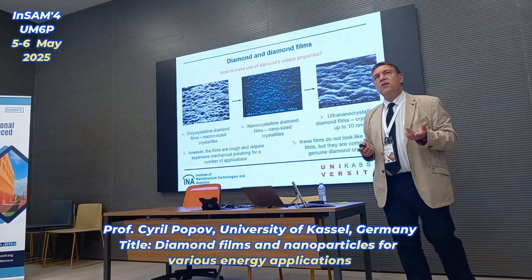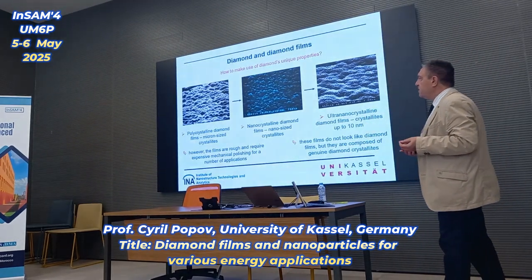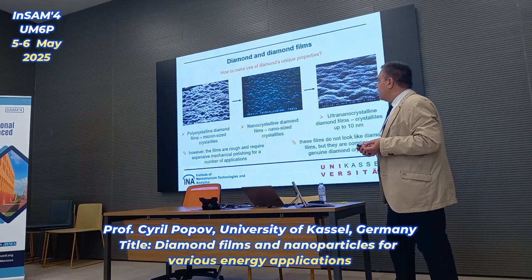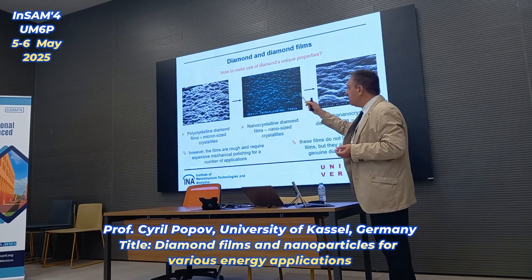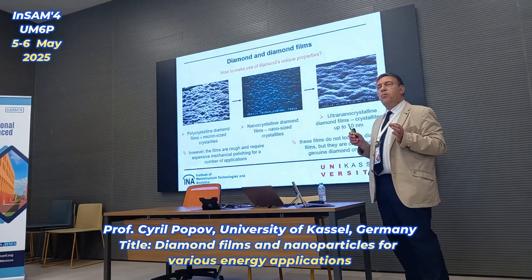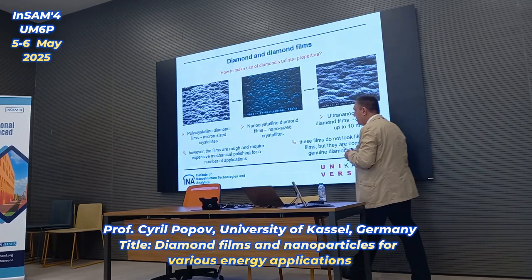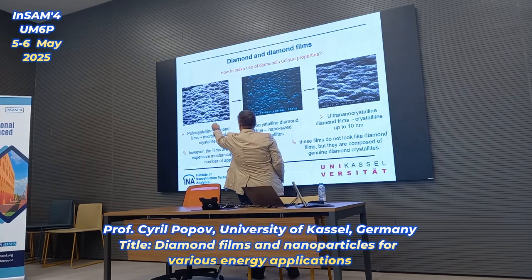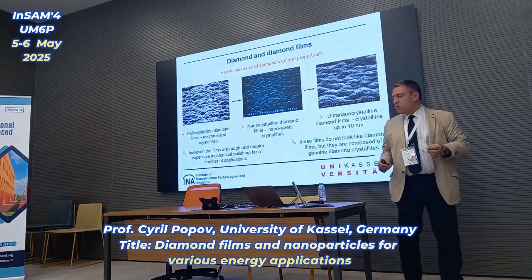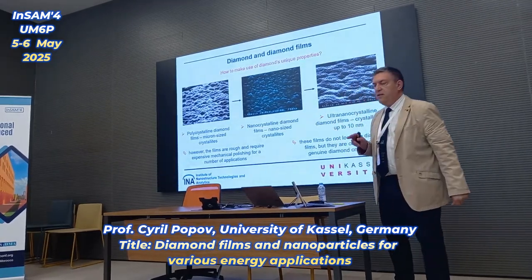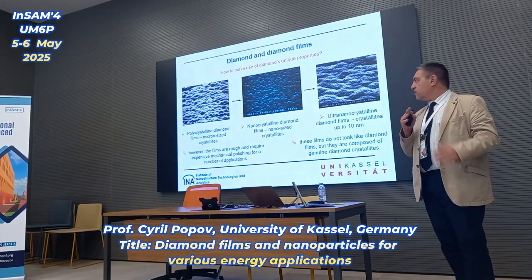So diamond films have different crystallinity. It means they are composed of crystallites with different sizes. The first example, what you see there, is of polycrystalline diamond films, composed of diamond crystallites with sizes of microns. In this case, maybe you can see or not, the bar here is 10 micrometers. And what you can also see is that the surface of these films is dominated by the facets of single diamond crystals.